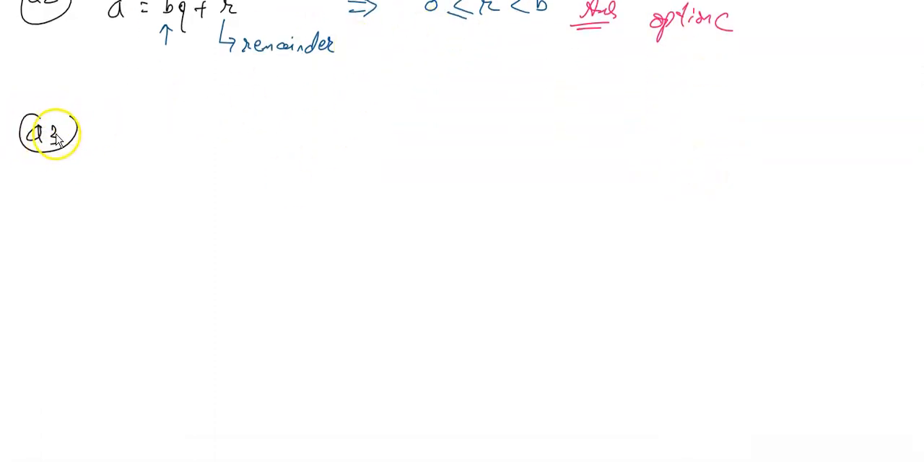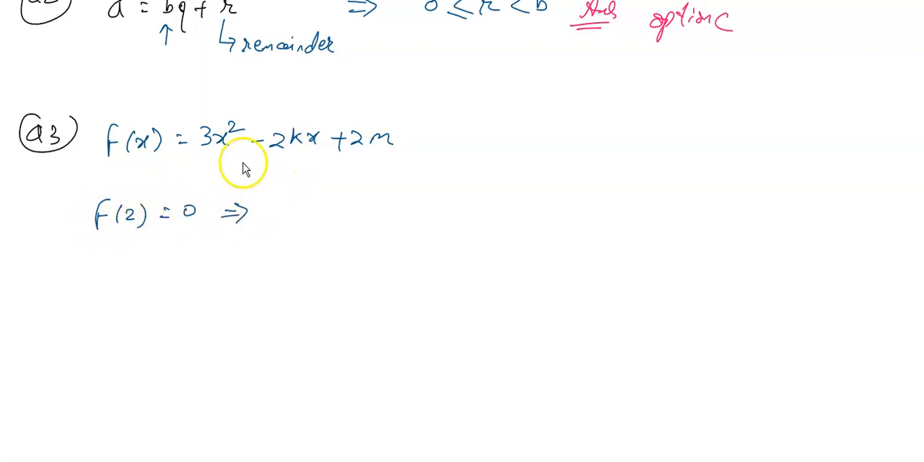Question number 3 says if 2 and 3 are the zeros of the polynomial then find the values of k and m. So zeros of the polynomial दे रखा है हमें. So let's say the polynomial is f(x) is equal to 3x square minus 2kx plus 2m. Right. So zeros का मतलब क्या हुआ कि अगर हम इसमें x equal to 2 put करेंगे तो value of the polynomial will be 0. So f(2) equal to 0. So what do I get? 3 into 4 minus 4k and plus 2m equal to 0.